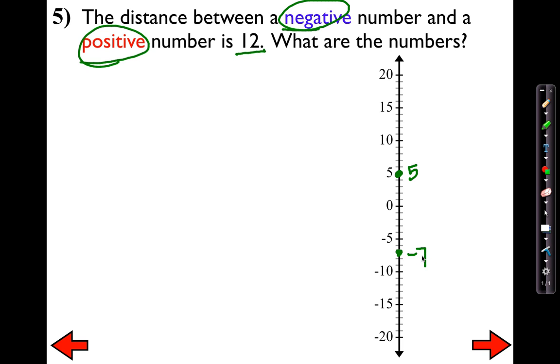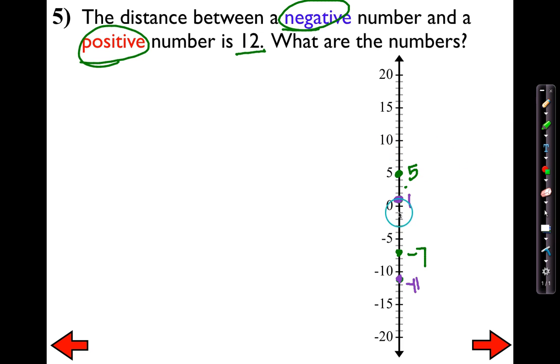Okay, well, is this the only answer? The answer is no. What if instead I tried starting with, let's see, a 1? That's also positive. Let's go to a distance of 12. So 1, 2, 3, 4, 5, 6, 7, 8, 9, 10, 11, 12. So this would work as well. Let's use different colors here. So this one was 1, and this one was negative 11. Are there any other options? Let's see.